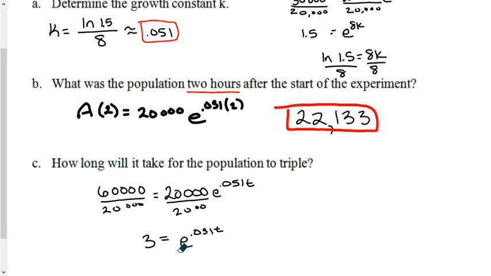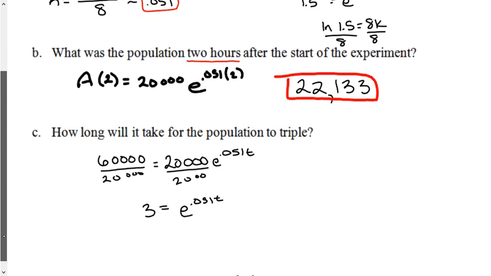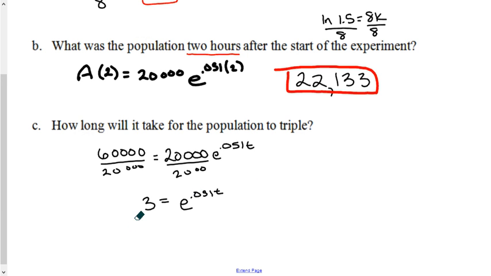And then from there, once again, we'll rewrite this in logarithmic form, or as I said, some people say take the natural log of both sides, right? And then we have natural log of 3 equals 0.051t. And then we'll divide both sides by 0.051.